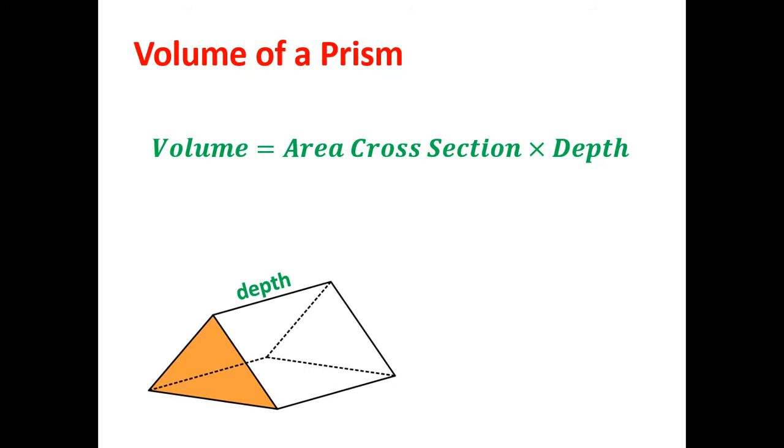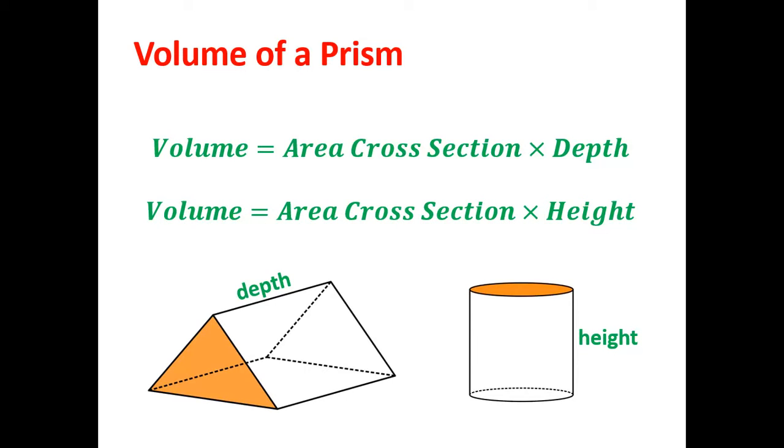Right, you remember the volume of a prism from our last lesson is equal to the area of the cross-section times the depth. But because we're focused on a cylinder, we're going to stand it up and use the formula: volume is equal to area of cross-section times the height. The height is the same as the depth.